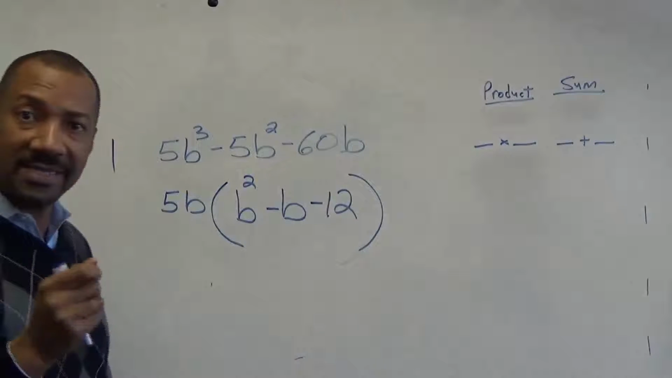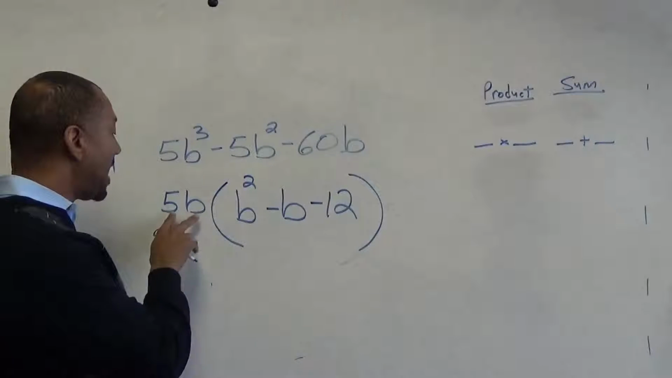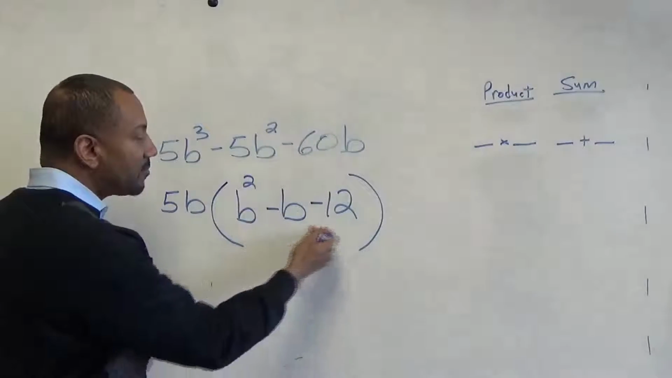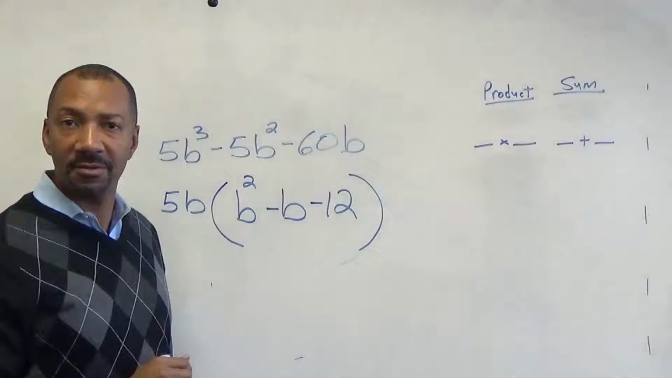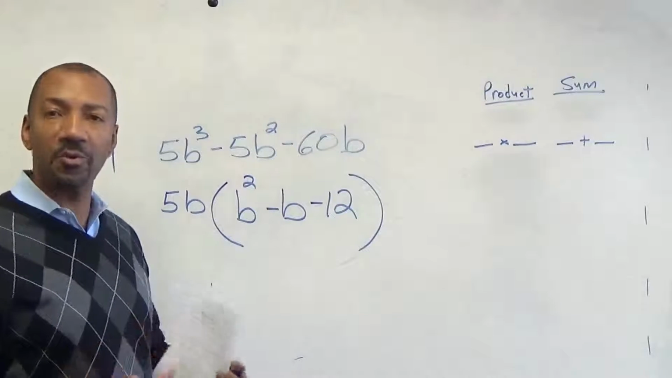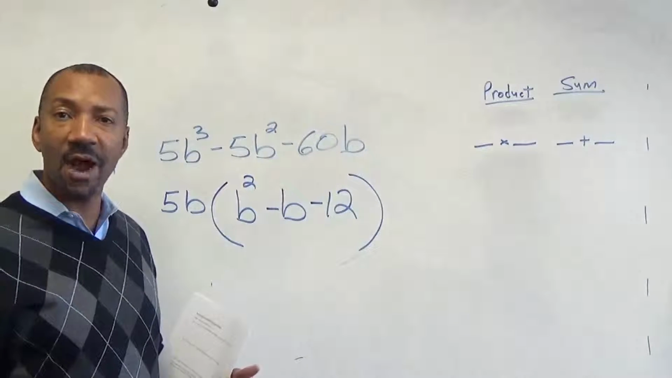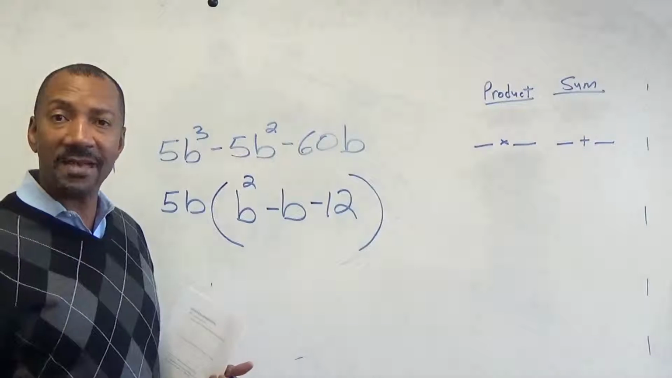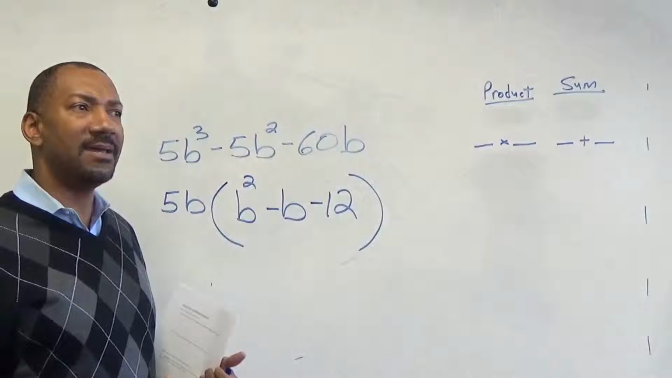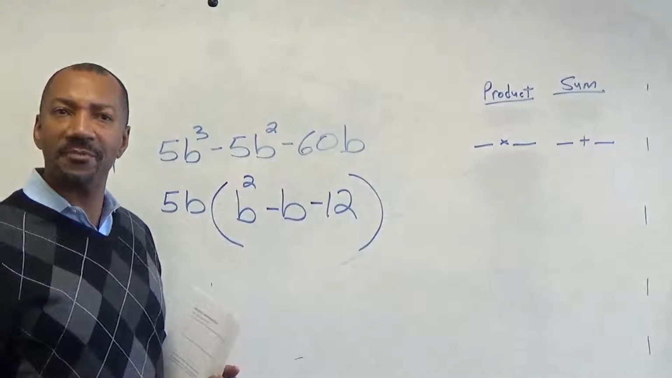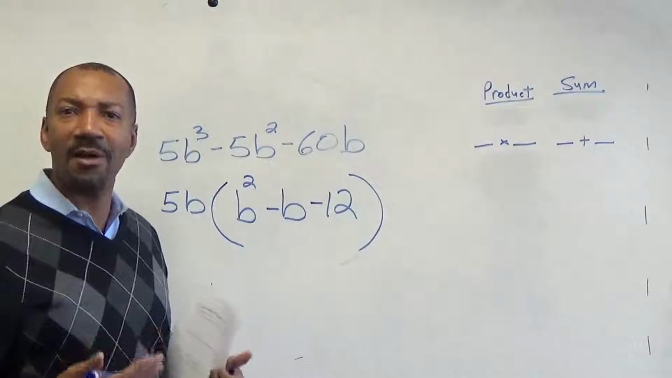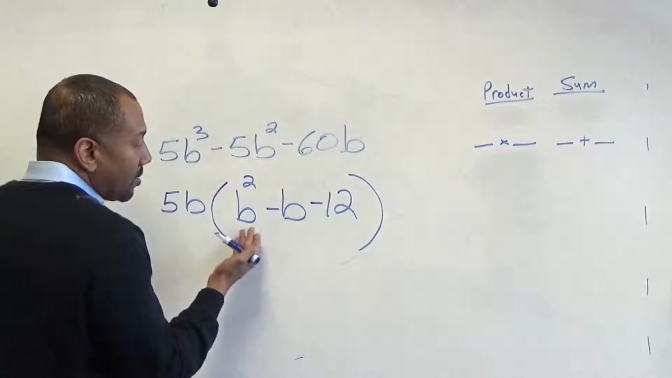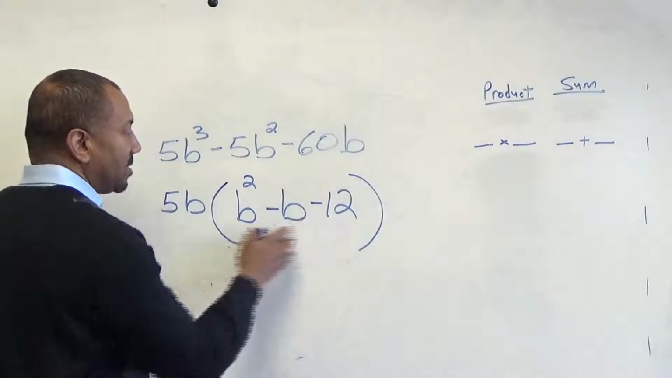Take a look at what has happened here. Because we have factored out this greatest common factor, we are now left with something smaller to work with in looking for our answer. So that's why we always look for a greatest common factor, because we want to make our numbers, our terms, as small as we can get them because it's easier. So now we are left to factor this.